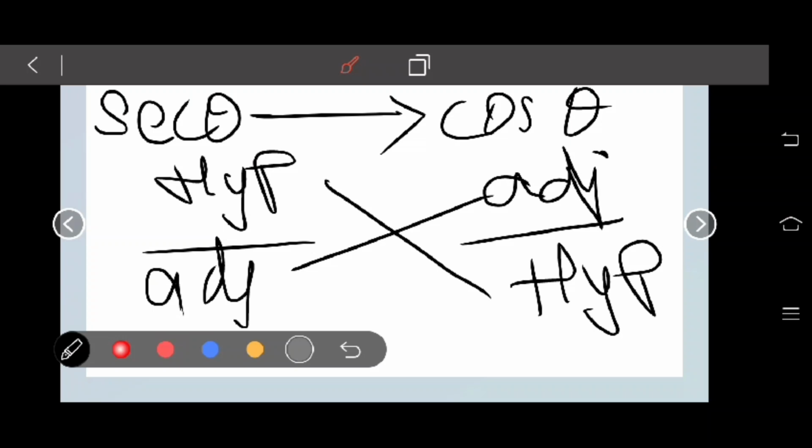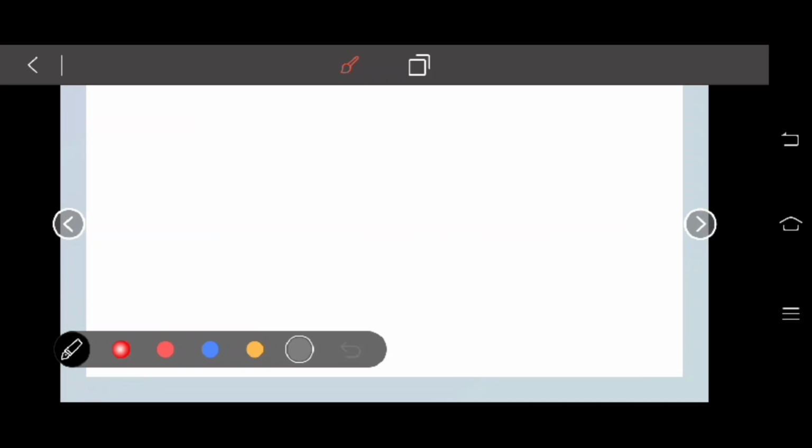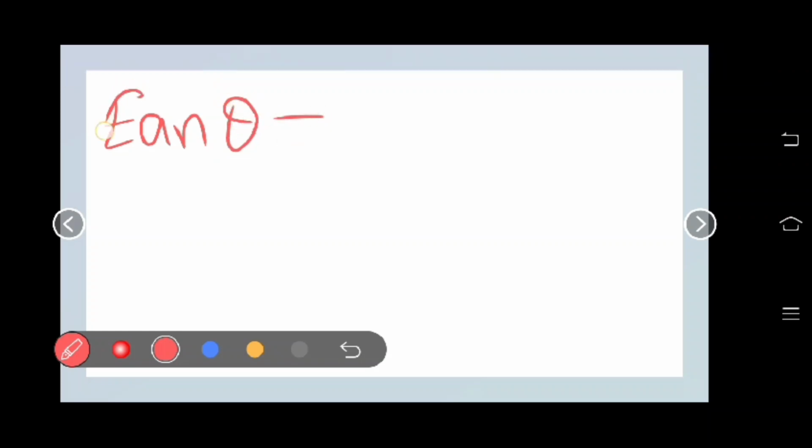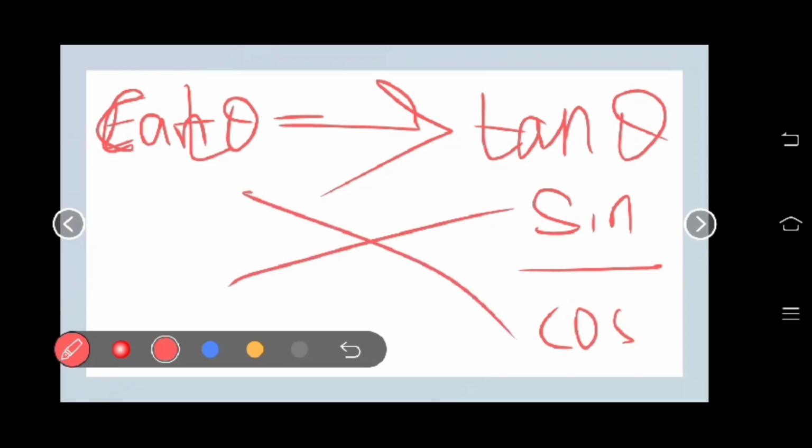Next is tan theta. Tan theta is cot theta. Cot theta is the full opposite of tan theta. What is tan? Sine by cos, or opposite by adjacent. So what will be the reciprocal? Cos by sine. I hope you are clear.